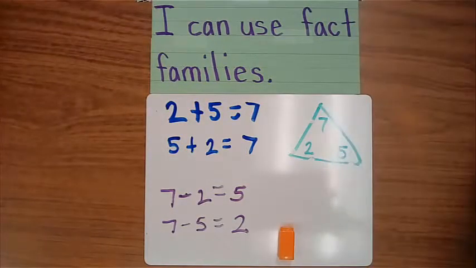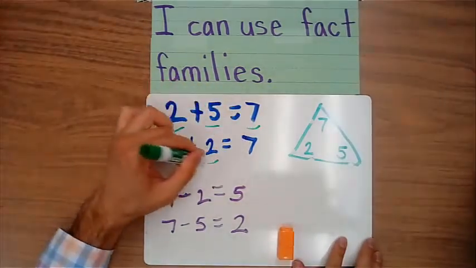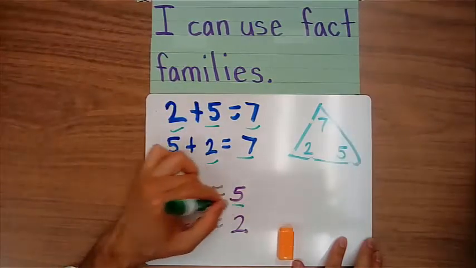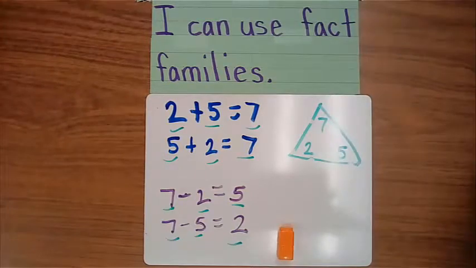So these 4 sentences are related because they only have the family members 2, 5, and 7. Those are the only family members that are in those sentences. So we say that those are related and they're fact families.